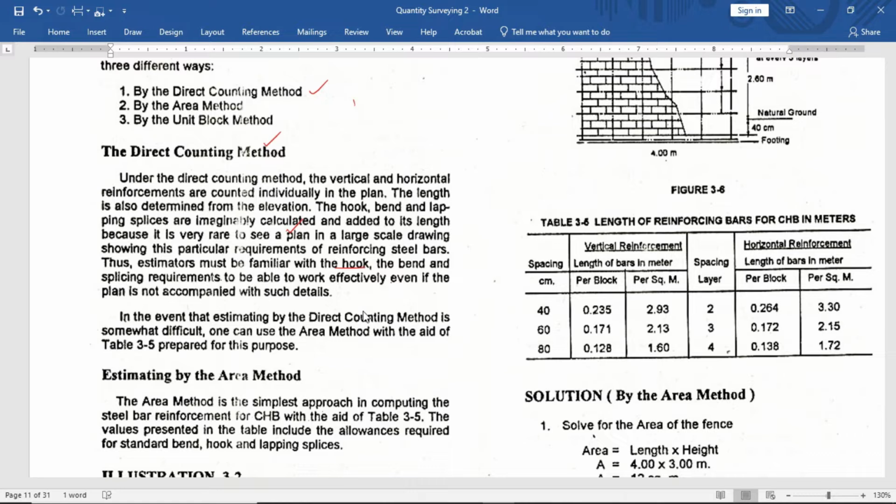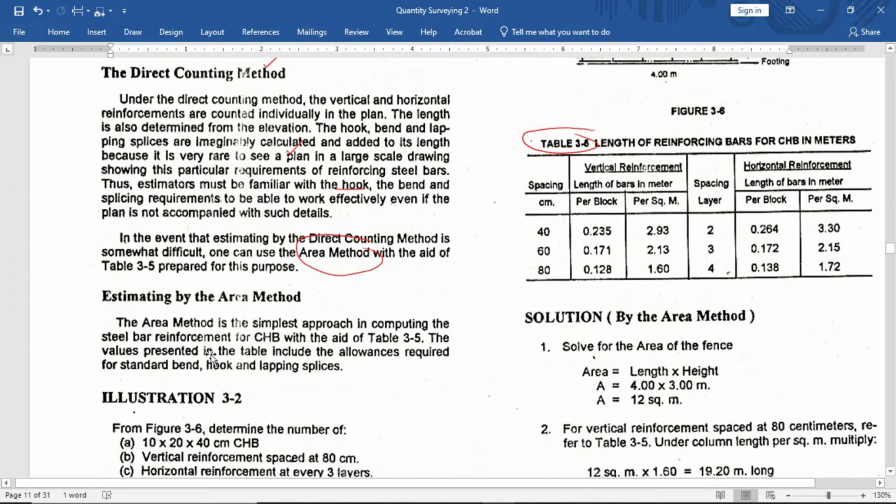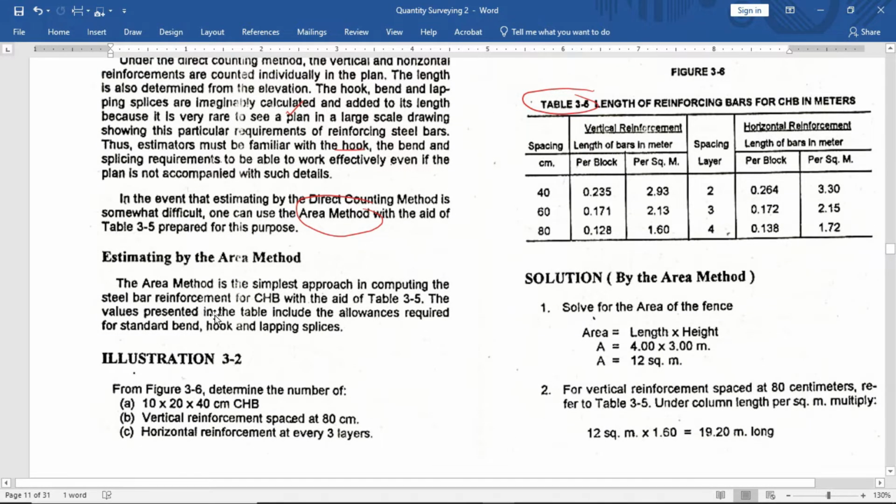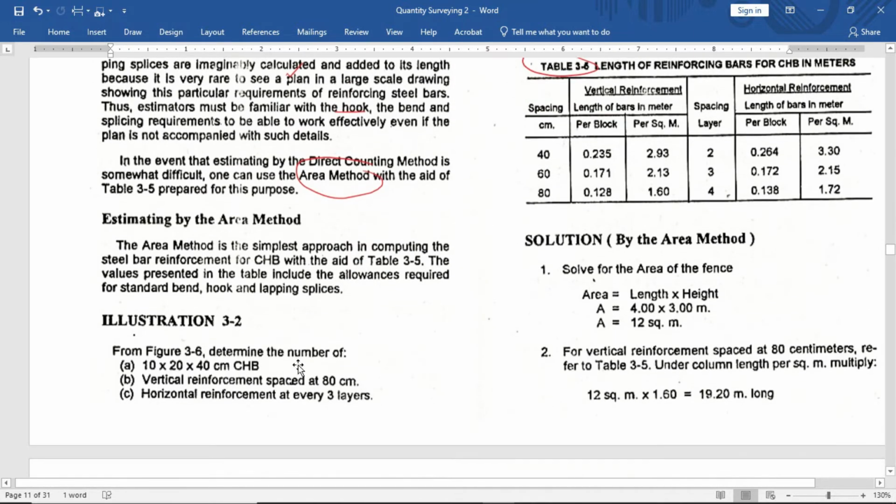So, in the event that estimating by direct counting method is somewhat difficult, we can use the area method with the aid of Table 3-5. Mas madali yun. So, estimating using the area method is the simplest approach in computing the steel bar reinforcement for CHP. The values presented in the table included the allowances required for standard bend, hook, and tapping splice. So, mas preferred natin ang area method kaysa sa direct counting method.